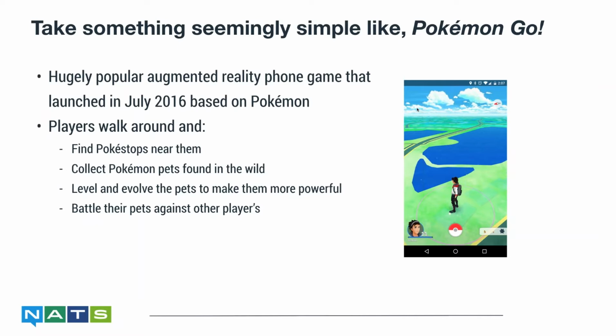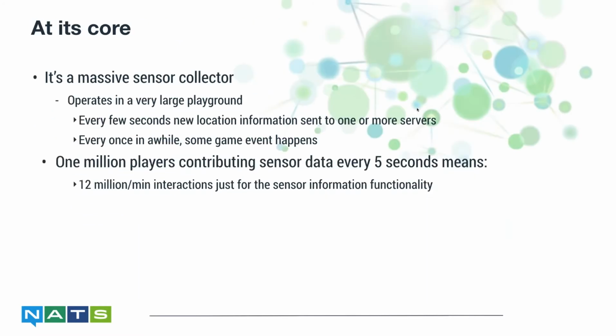So that is an interesting example, but really, what is all of that and what does it mean? Well, at its core, the Pokemon Go application is a massive sensor collector. It operates in a very large-scale playground because it's using geographic data. The users are out in the real world, right?